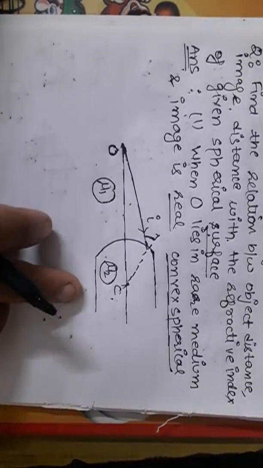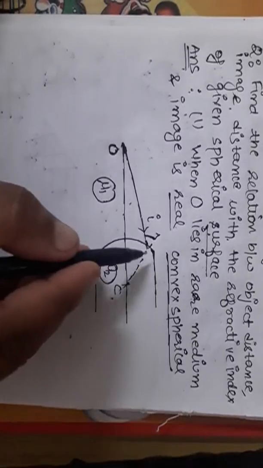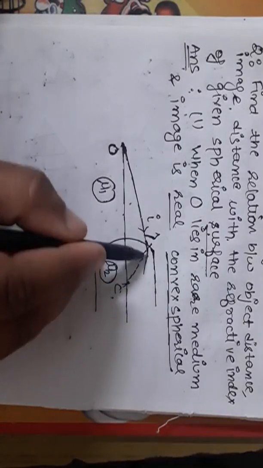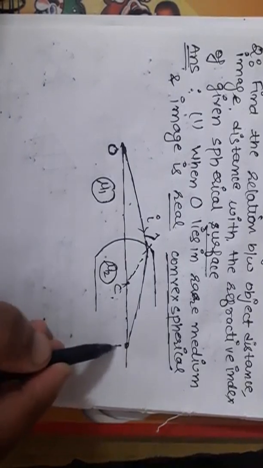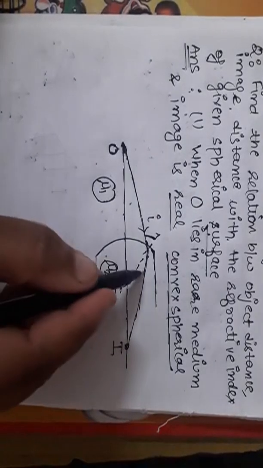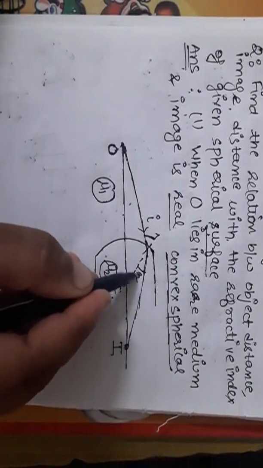When light goes from rare to denser, what will happen? It bends towards the normal. So towards the normal the light will bend, and here is the formation of the image. This angle is called the angle of refraction. So this was very important and simple.